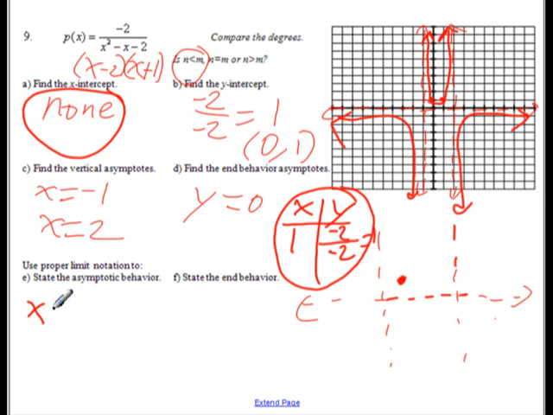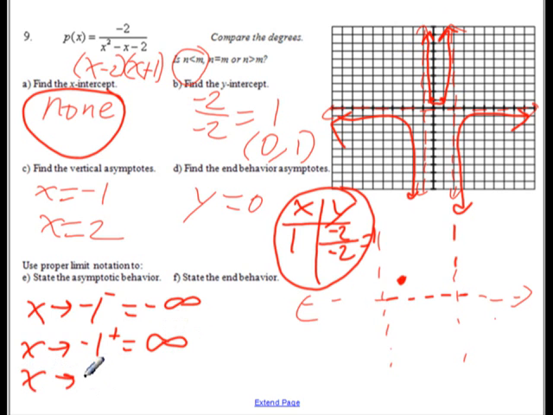The asymptotic behavior, we've got 2 asymptotes to worry about. As x goes to -1 from the left, it's going down to negative infinity. As x goes to -1 from the right, I see it's going up. So that's positive infinity. And then the other vertical asymptote is at 2. As it approaches 2 from the left, that's going up. And as it approaches 2 from the right, sorry, running out of space there, I see it goes down. So that's going to negative infinity.